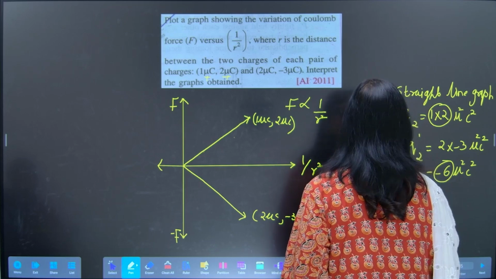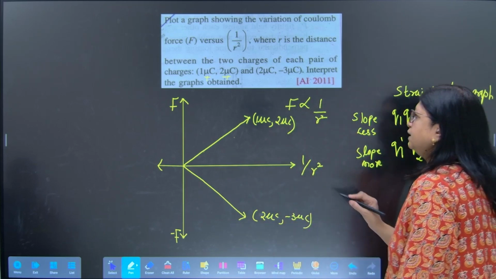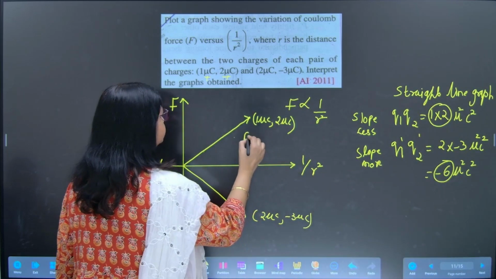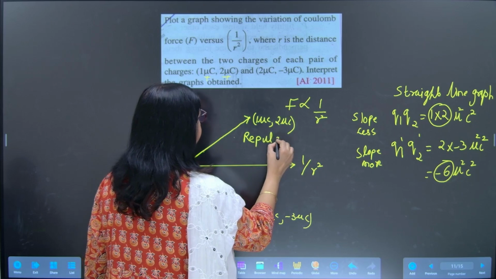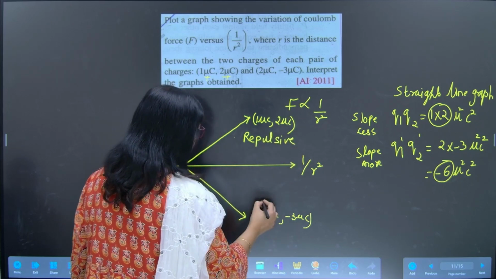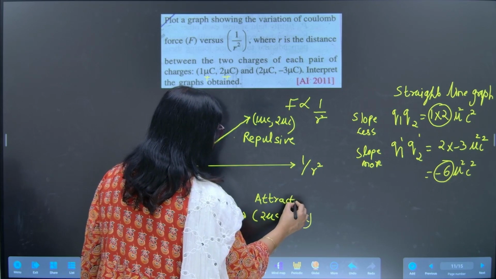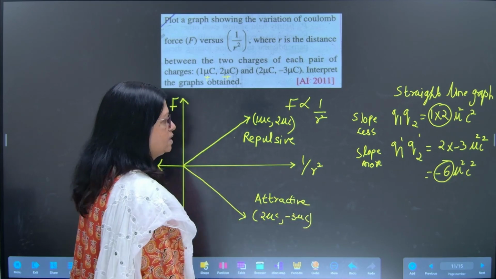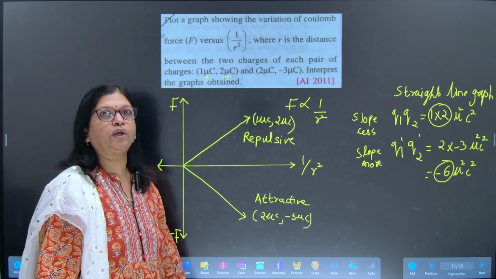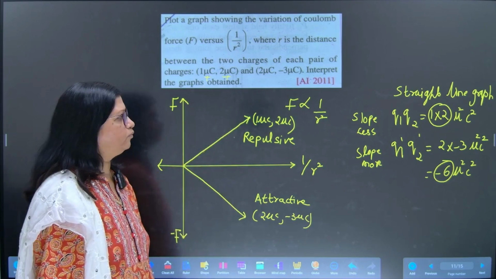And the third interpretation is, as you can see, this force is repulsive and this force is attractive in the fourth quadrant always. These are the interpretations you can give for the second part of the question.